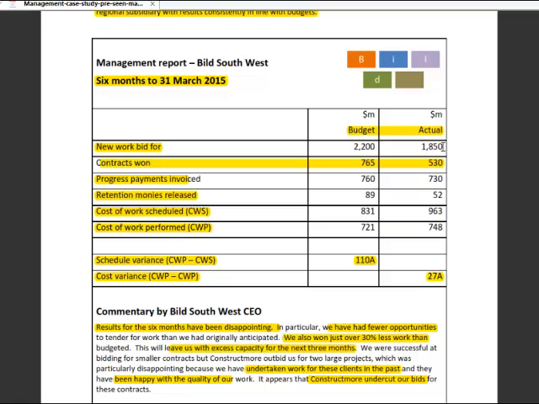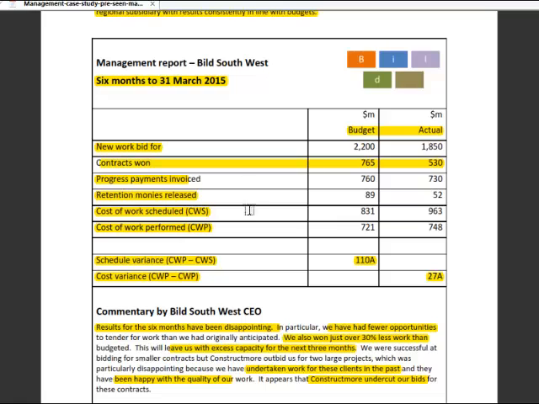So what is the norm? I mean, is this percentage of contracts won to bids typical? And so we perhaps need to know something about that. Progress payments invoiced, retention monies released. Again, what is the importance of this? How relevant is it to the performance of this particular subsidiary?